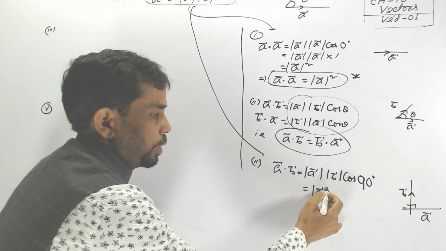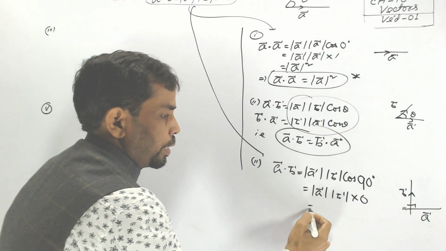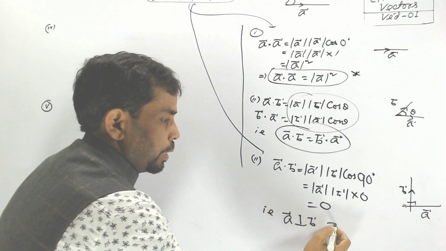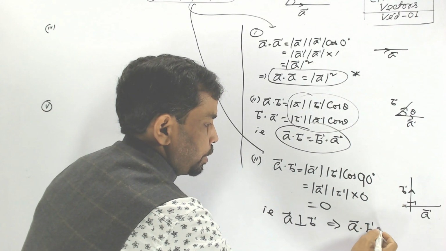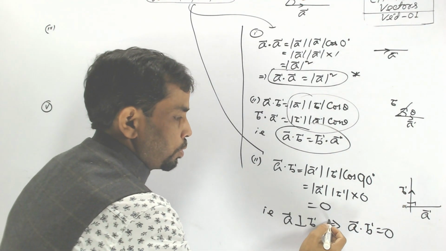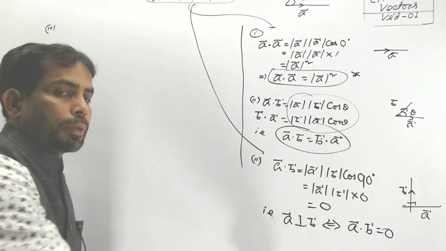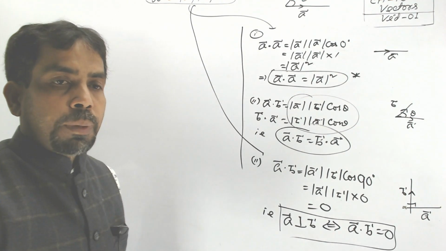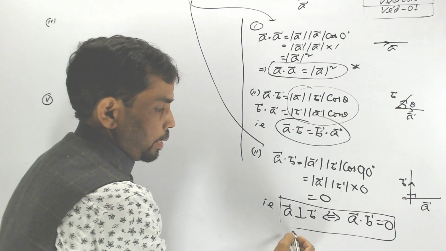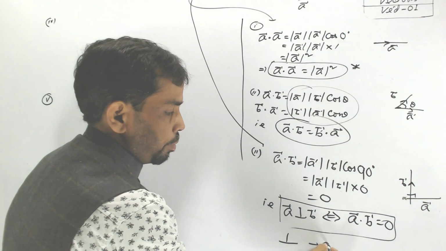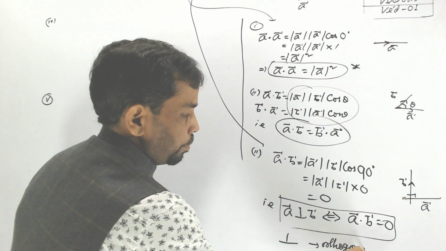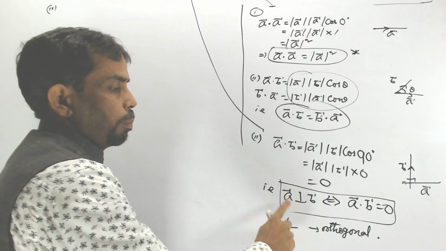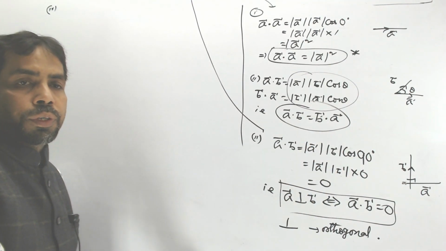That means magnitude of A and magnitude of B into 0, right hand side is finally 0. That means if two vectors A perpendicular B, then their dot product is equal to 0, and the reverse also will be true. If dot product is 0, vectors will be perpendicular. So this is another important result for two vectors perpendicular. And remember, perpendicular, another name is orthogonal. So if two vectors are orthogonal or perpendicular, then their dot product is 0.